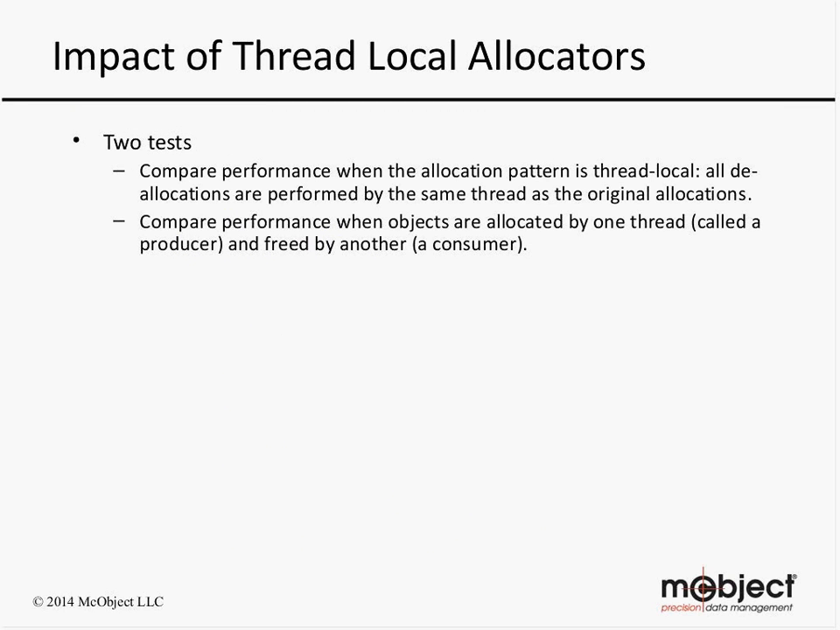So we wrote 2 tests to examine the impact of the thread local memory manager. The first of these tests is really a best case test. It compares the performance of the thread local allocator and the standard malloc when the allocation pattern is thread local. In other words, all the allocations and deallocations are being done by the same thread, so the same thread that allocated the memory is deallocating the memory. And then the second test is really the worst case scenario for the thread local allocator. Every single deallocation is being done by a different thread than the one that did the original allocation.